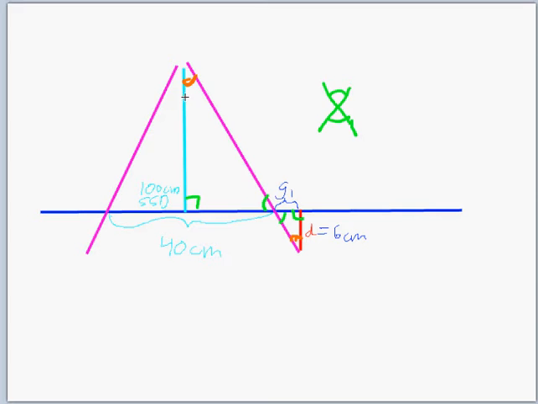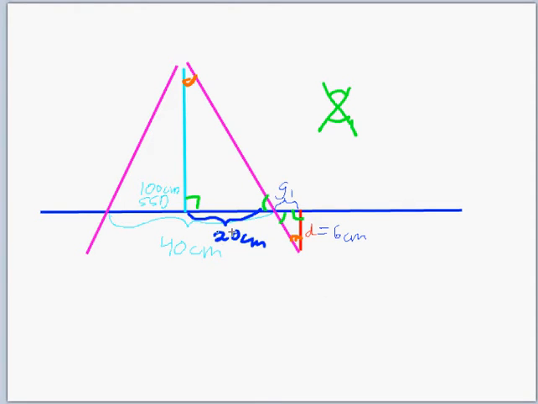In other words, this big triangle right here and this little triangle here are similar triangles. That just means that they are in proportion to each other. So if we compare the ratio of similar sides, that's going to be the same between each triangle. So specifically, let me write this out here.